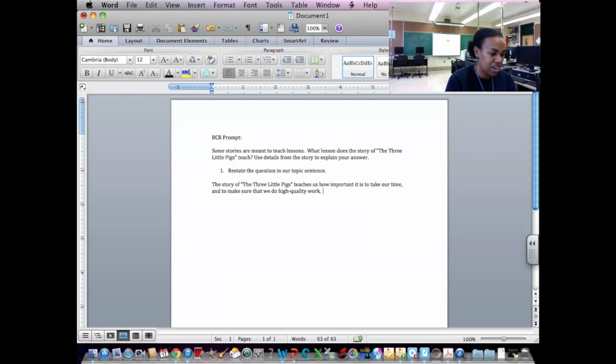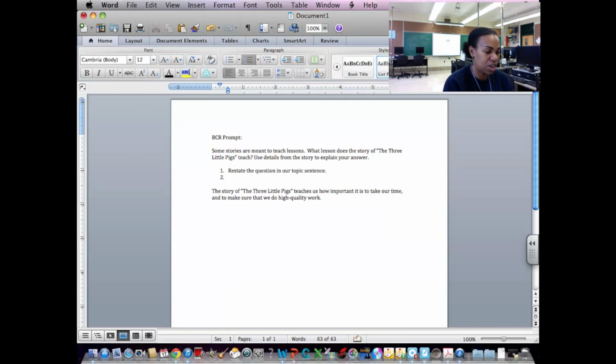So here we have done the first thing. We've restated the question in our topic sentence. It's time for us now to move on to number 2, which is to answer all parts of the question.